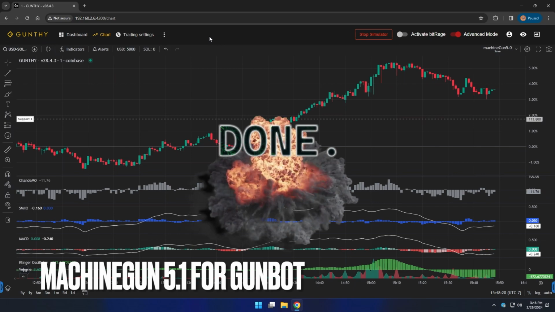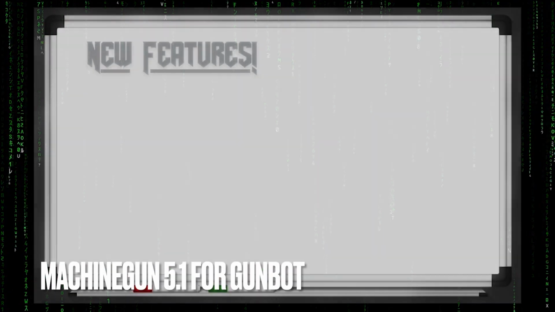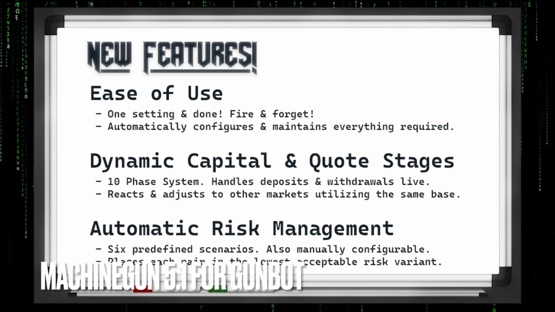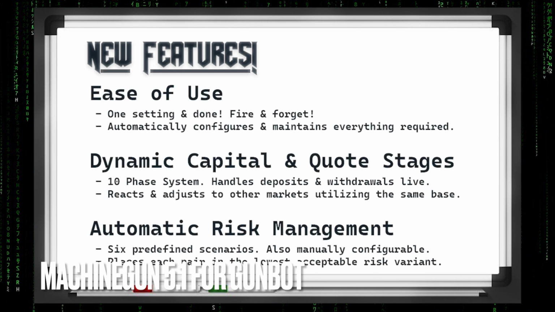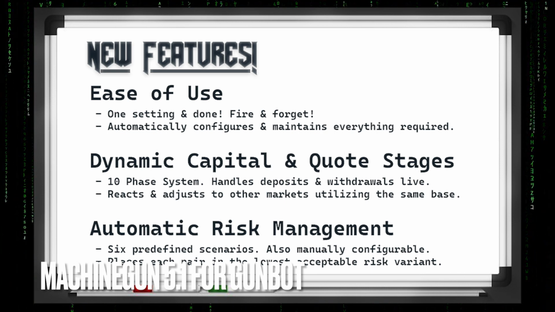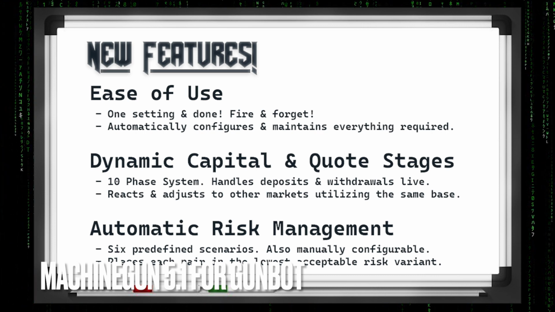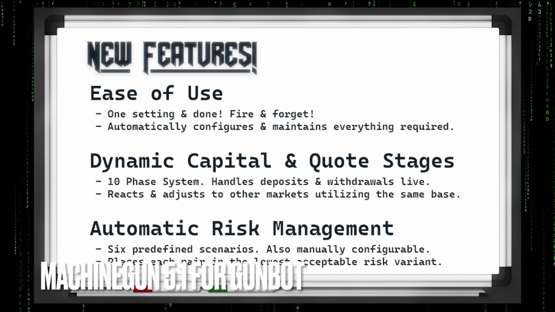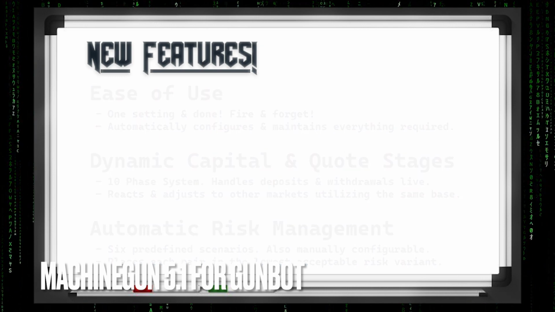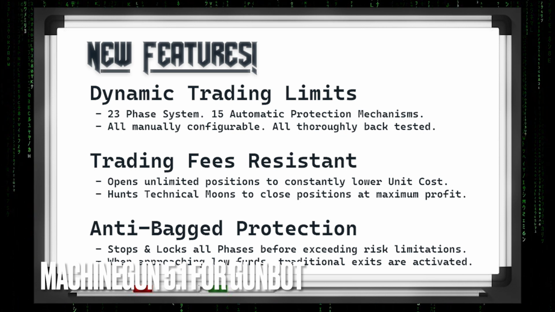Bam. So back to the new features. You just saw how easy it was to use with the one setting. We also expanded the capital and quote stage system to be a 10-phase system now. It still handles deposits and withdrawals live, and reacts to other pairs using the same base, even if they're not using MachineGun. We also built in 6 predefined risk management scenarios to determine how much you should be spending at any given time. We expanded the dynamic trading limit system to a 23-phase system with 15 automatic protection mechanisms.